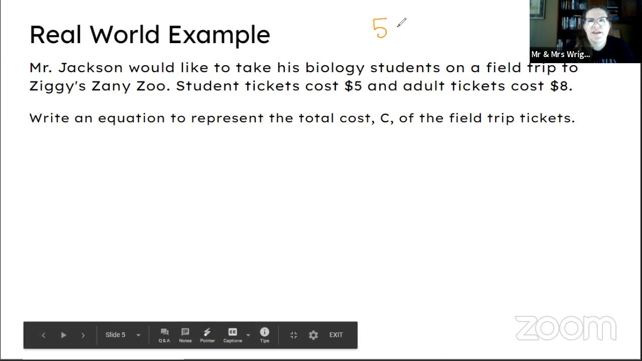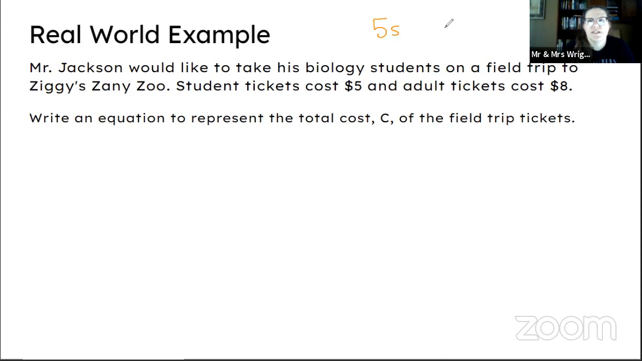So 5S would represent the cost of the student tickets. 8A would represent the cost of the adult tickets, because no matter if you had 2 adults, you do 2 times 8, and that's how much the adult tickets would cost. If you had 10 students, it'd be 10 times 5. Okay, so those are separate little possible terms we might use, but I just wanted to write that down so it helps me later on.